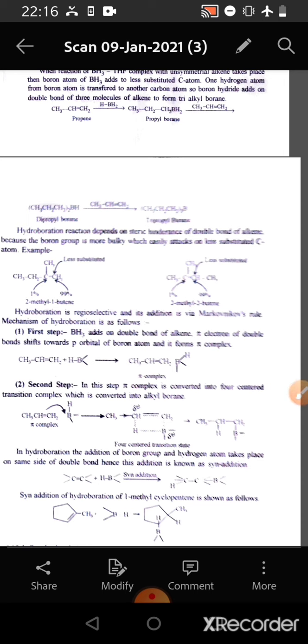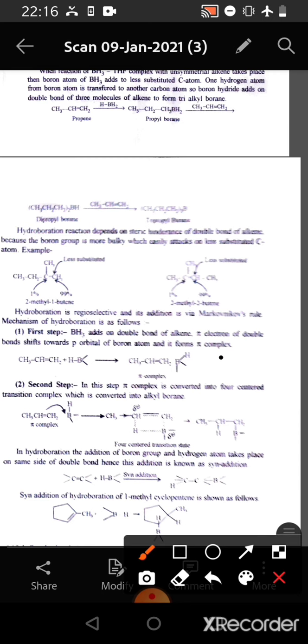Mechanism of hydroboration is as follows. In the first step, BH3 adds on the double bond of alkene, pi electrons of the double bond shift towards the p orbital of the boron atom, and it forms a pi complex. In the second step, the pi complex is converted into a 4-centered transition complex which is then converted into the alkyl borane.